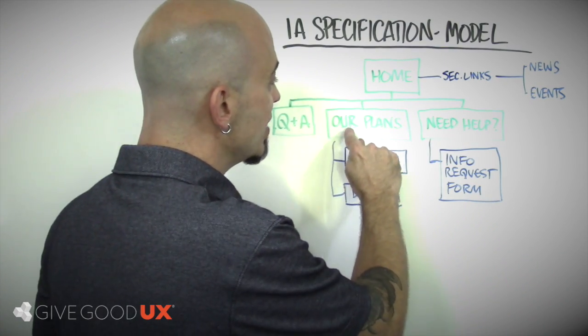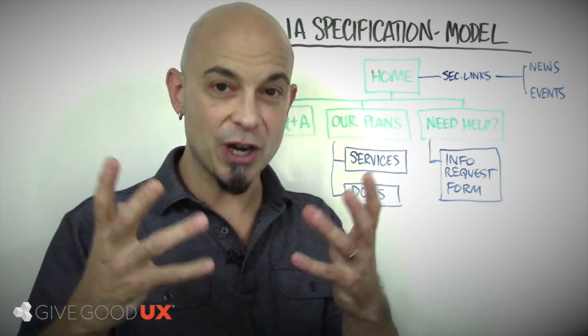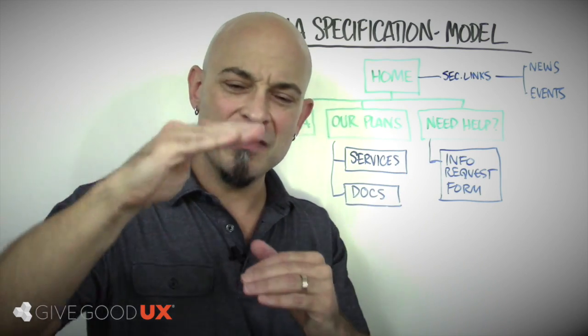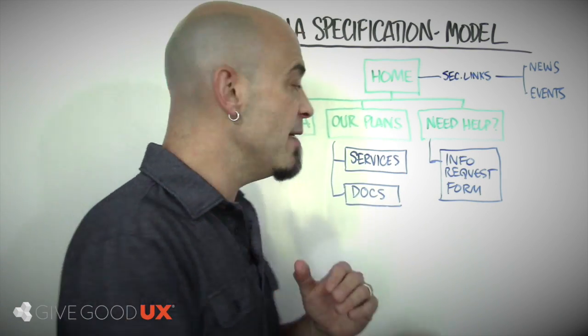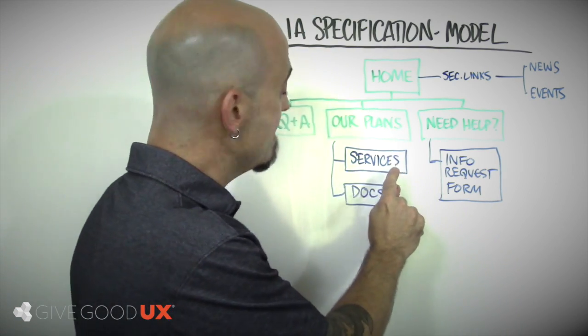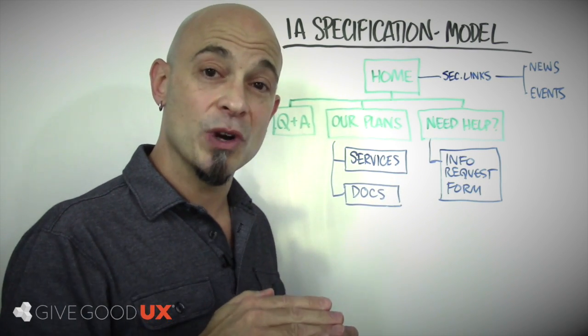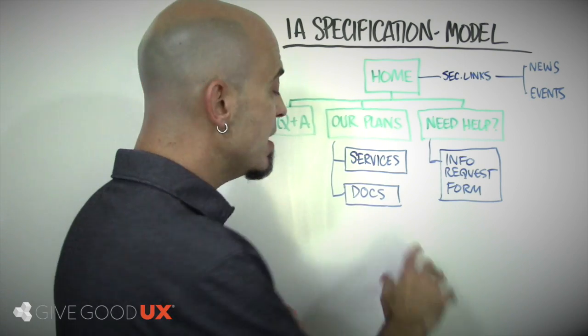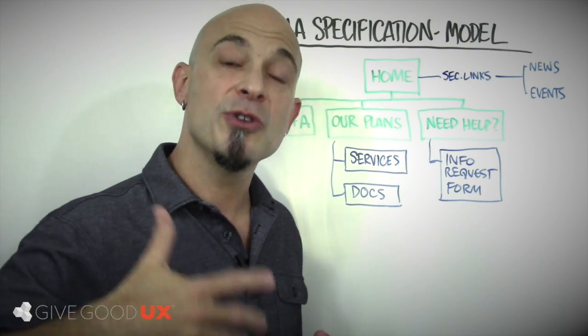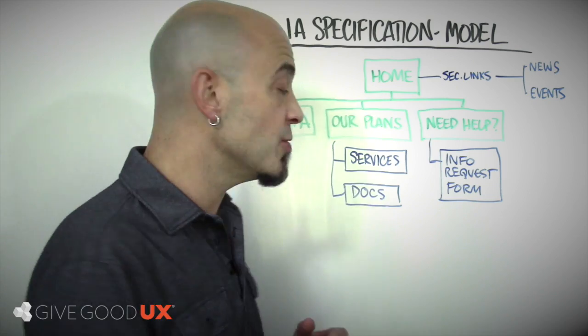So what we're doing is we're saying, here are our plans. You want to know about our plans? Here's what they are. High level, this is what we offer. Then, if you need details on a specific plan, you can go to a services page that describes the plan in more detail, what it offers, what it does for you, and then documentation that you can look at, print out, and read at your leisure.